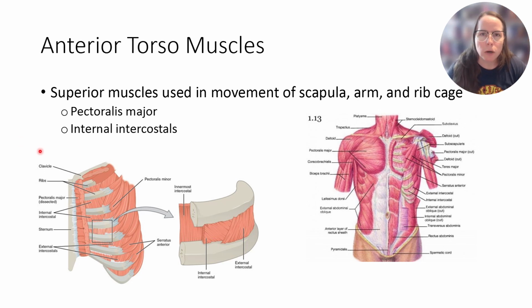The superior muscles are going to be things like your pectoralis major, your pectoralis minor. We also have some on the side called your serratus anterior. These are all either going to be connected to the scapula or to the arm. So they're going to be involved in moving the upper limb or the scapula, which are actually two different types of actions.